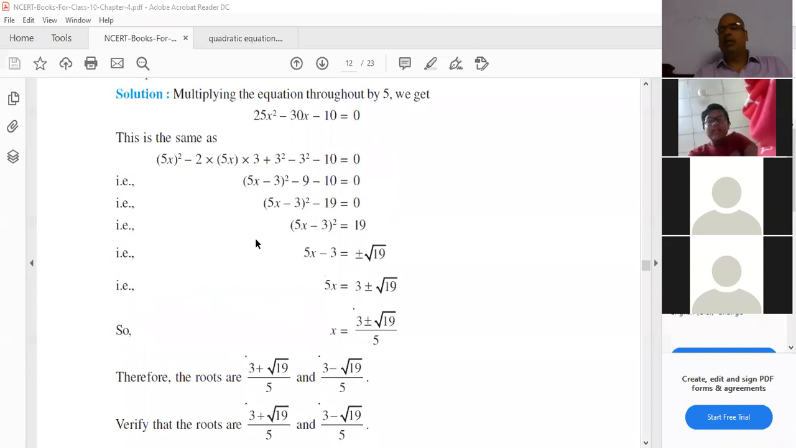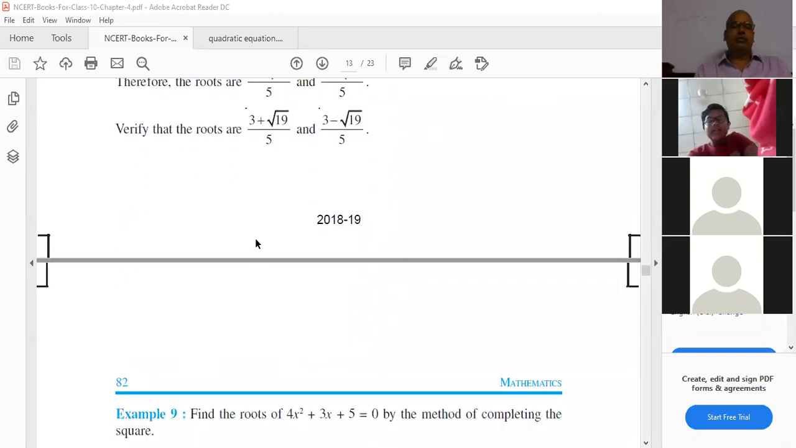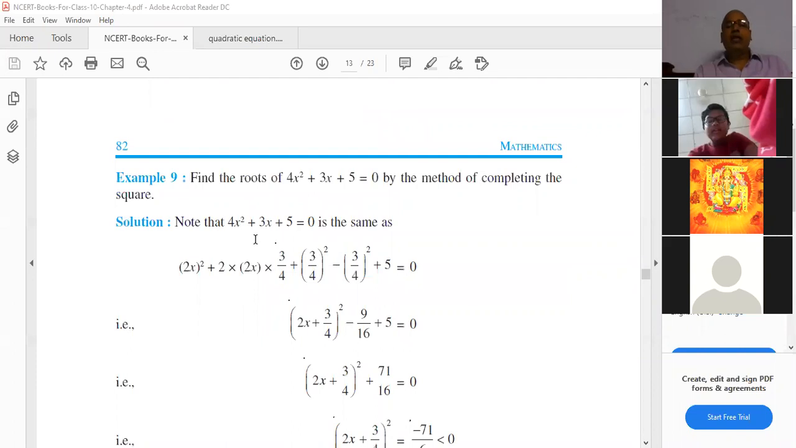Is everyone ready? Completing square method. Yes, sir. I understood, sir. Okay. Yes, who? Karthik and Vinitha, sir.